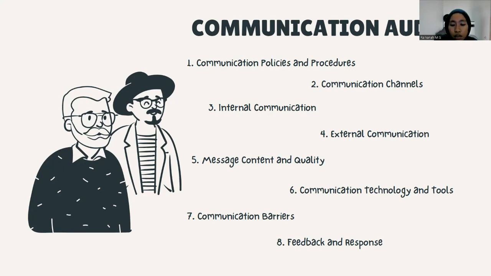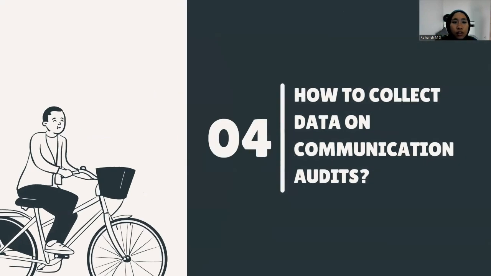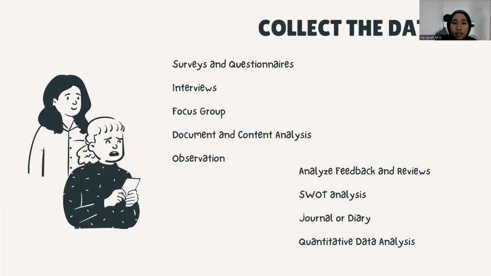And the fifth is message content and quality. And the sixth is communication technology and tools. And the seventh is communication barriers. And the last one is feedback and responses. And we will move to the next point, which is how to collect the data on communication audit.